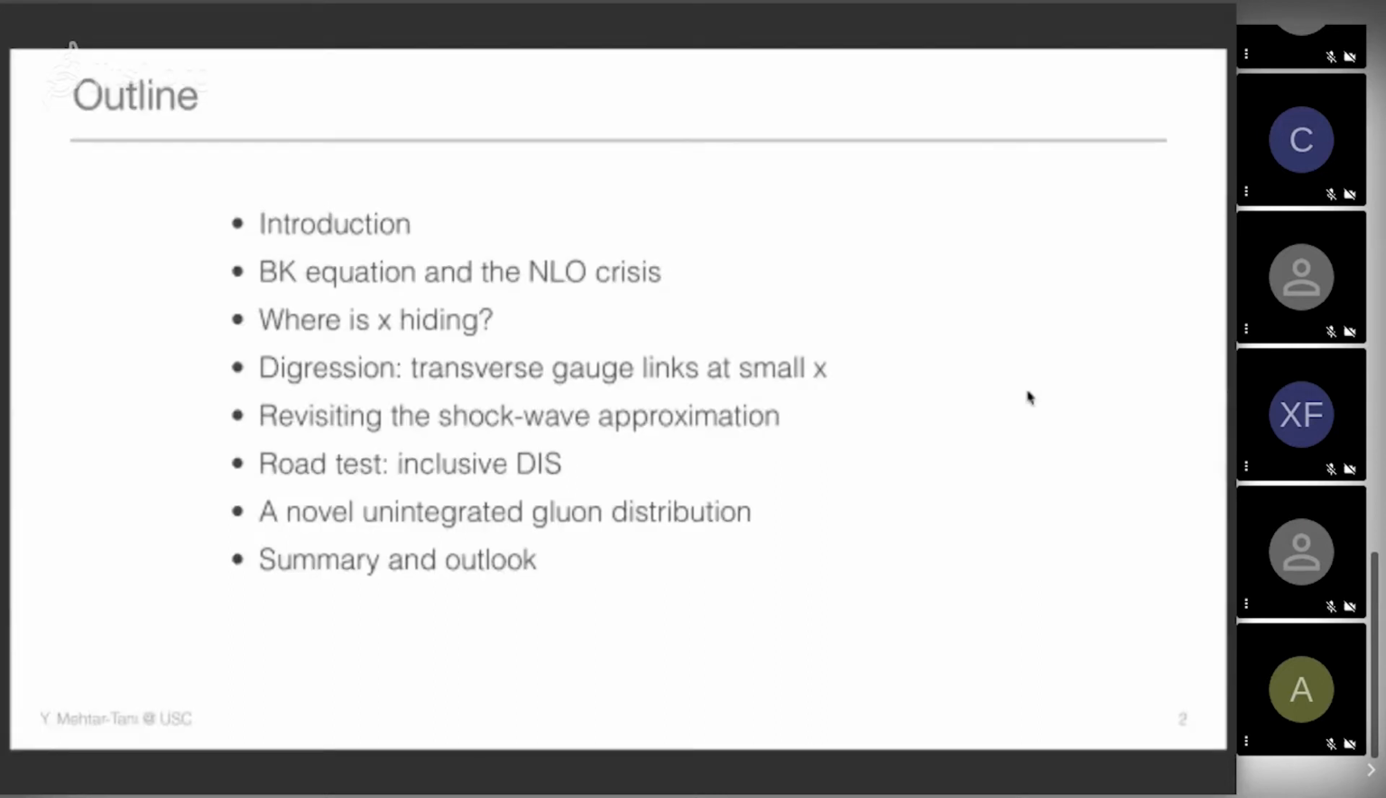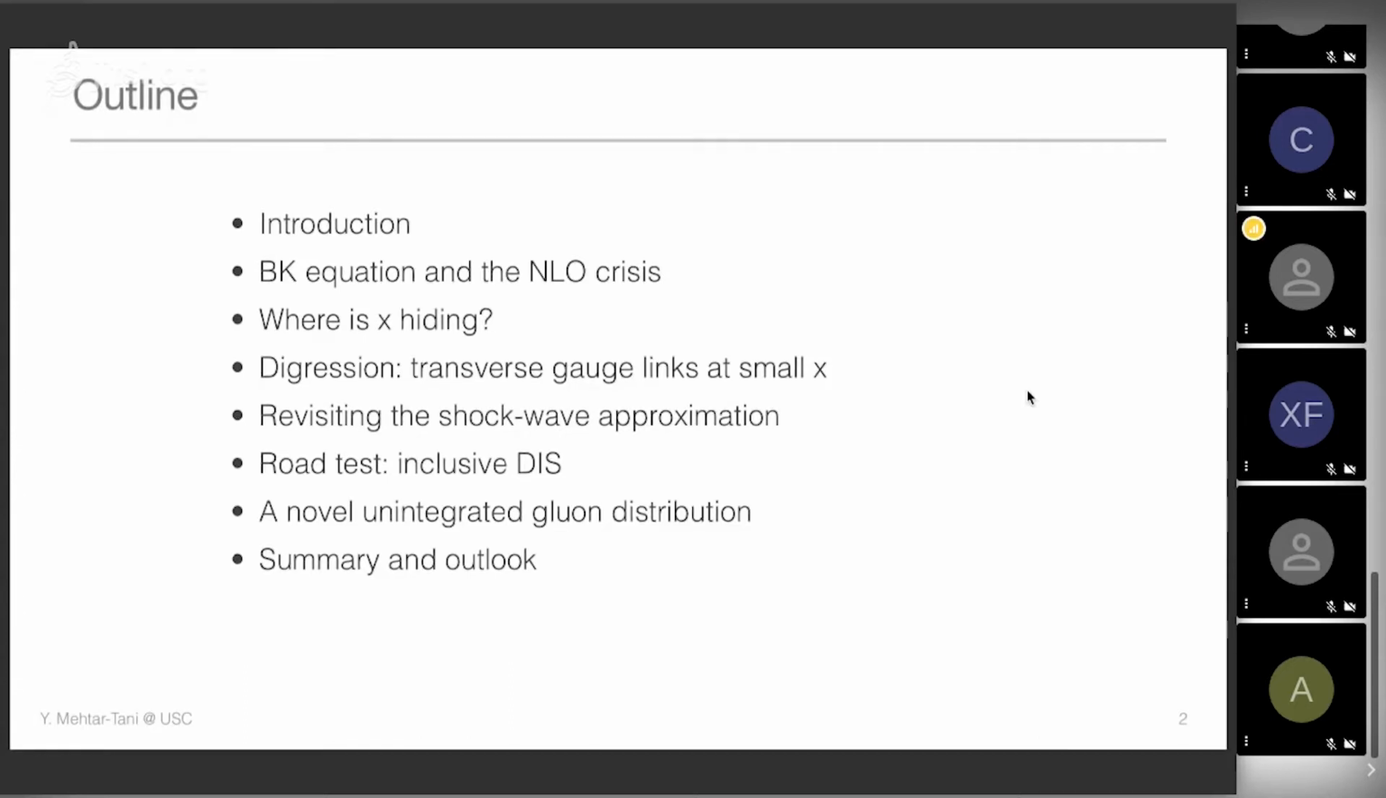Then I will revisit the most important approximation in small x physics, which is the shockwave approximation, which simply uses the fact that the target that you probe in high energy collisions is Lorentz contracted, and you assume that the longitudinal extent goes to 0. So that's the shockwave approximation.